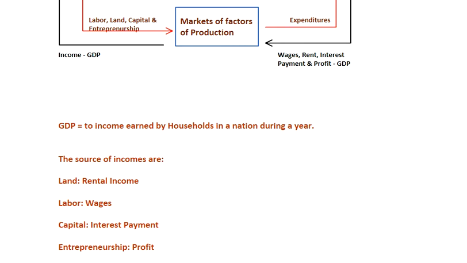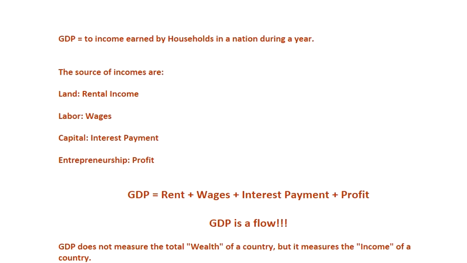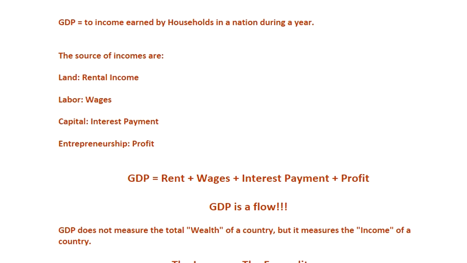Looking at the circular flow of income, looking again at this part, we can see households provide land, labor, capital in order to create production through firms and government, and as returns households get wages, rent, interest, or profit. So this is the logic of the income approach of GDP calculation, which can be written in the following way. Here is the formula. GDP is equal to rent plus wages plus interest payment plus profit.